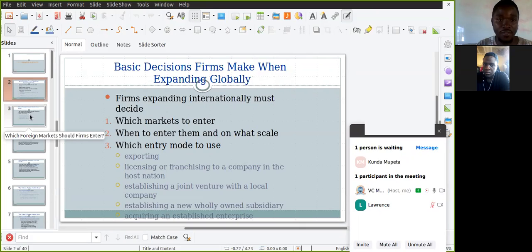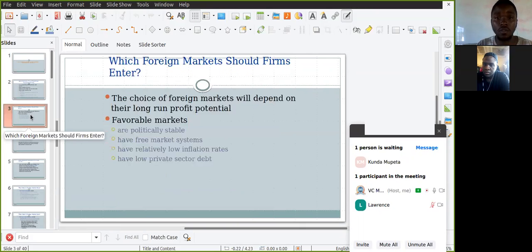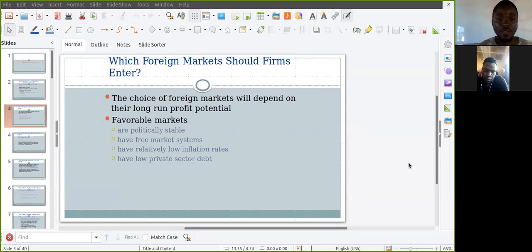Moving on to slide 3. Which foreign markets should firms enter? The choice of foreign markets will depend on their long-run profit potential. In as much as you enter a foreign market, what will determine your stay in that market will be the profits that you are realizing.